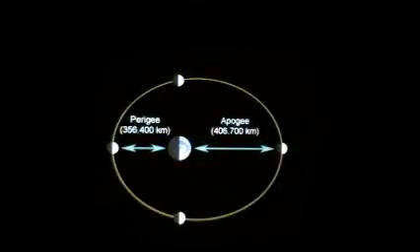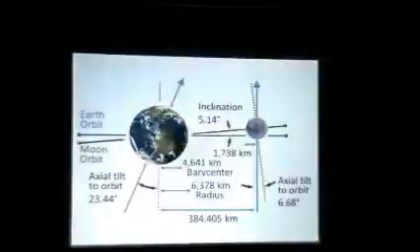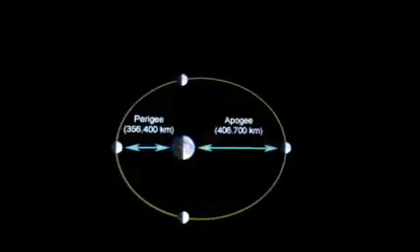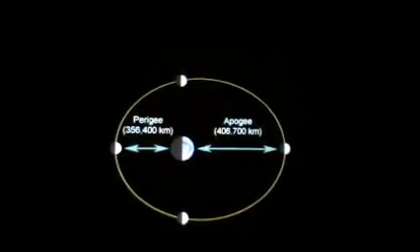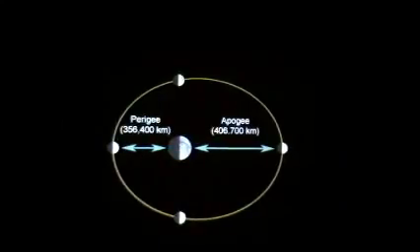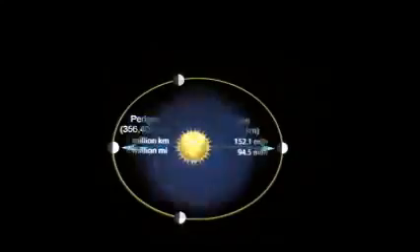The other thing which affects the height of the tides is the fact that the moon's orbit around the Earth is elliptical rather than circular. As you can see, when the moon is closest, because the force of gravity is inversely proportional to the square of the distance, you have a higher tide or a greater pull from the moon during perigee than what you do at apogee, at its farthest point. So that's another thing that's going to affect the heights of the tides.